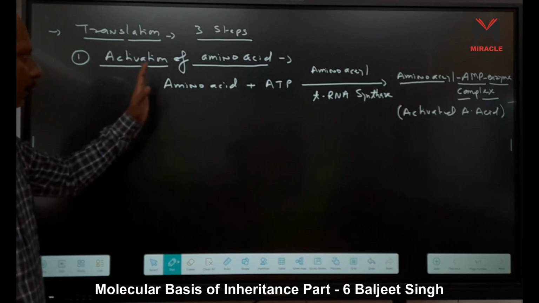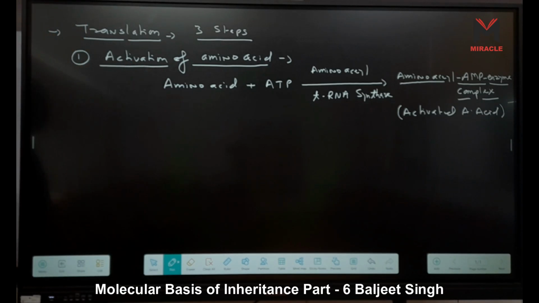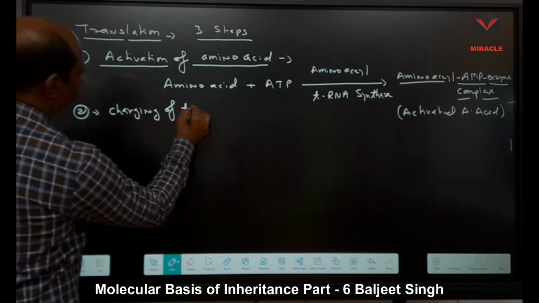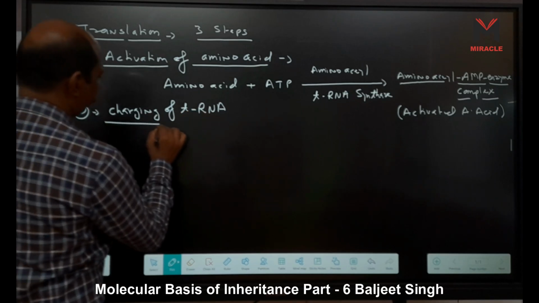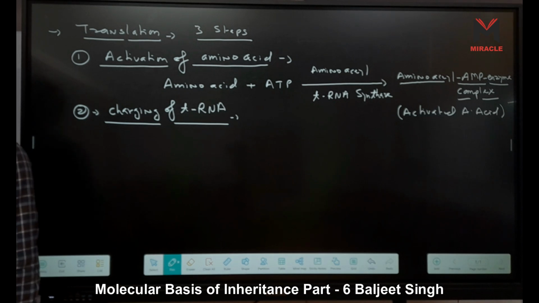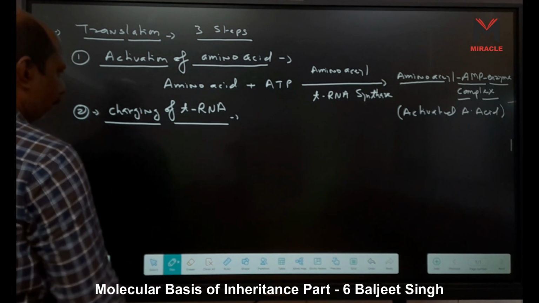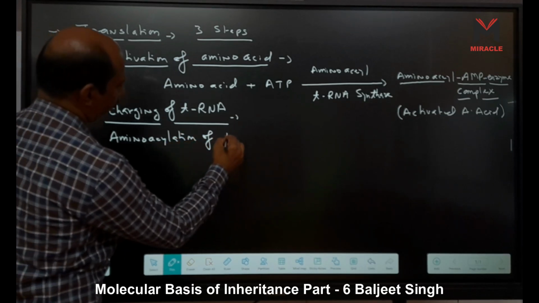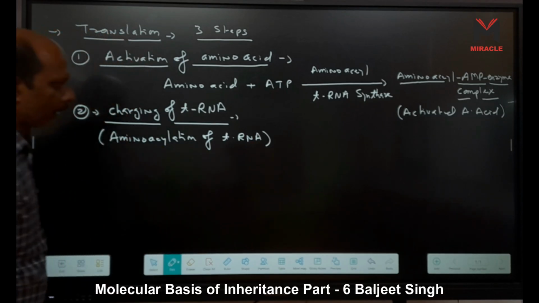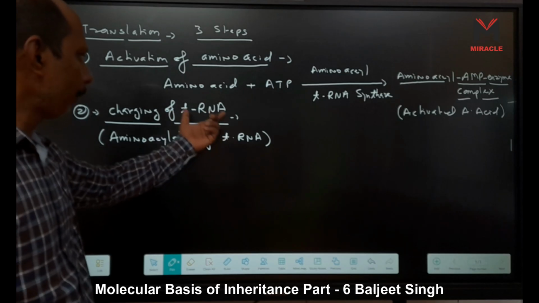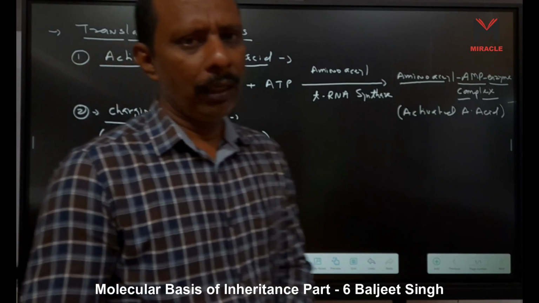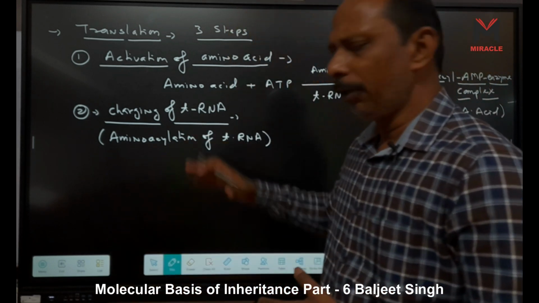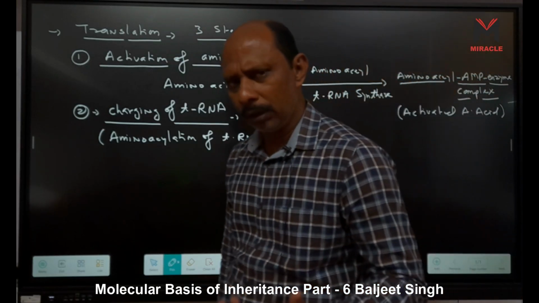After this activation of amino acids, the second process is charging of transfer RNA. In our NCERT, it is also called amino acylation of transfer RNA. Another name is there. Charging of transfer RNA means when this amino acid is attached to transfer RNA, it is called acylation. Because specific transfer RNAs are responsible for specific amino acids. We know they have specific anticodons, and according to the anticodon, they have specific amino acids.